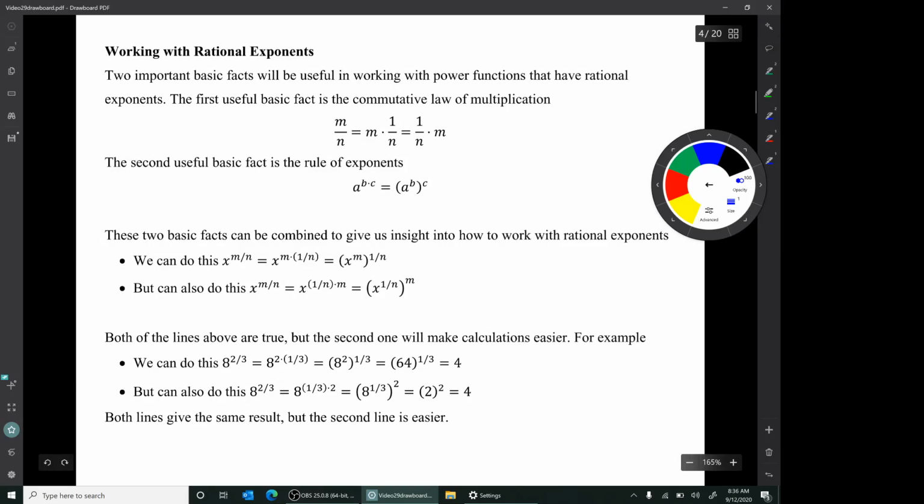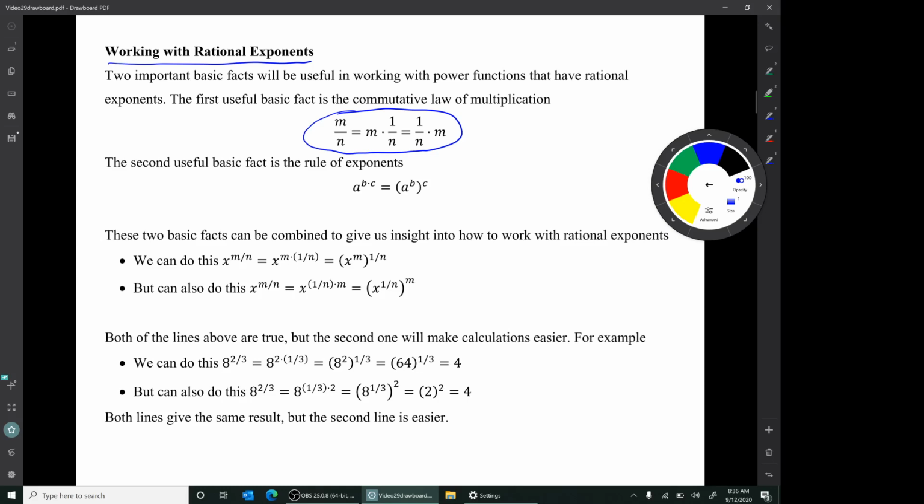I want to discuss briefly working with rational exponents. 2 important basic facts are useful when you are dealing with power functions that have rational exponents. The first basic fact is just the commutative law of multiplication, that you can change the order of multiplication. So the fraction m over n can be thought of as m times 1 over n. It can also be thought of as 1 over n times m.